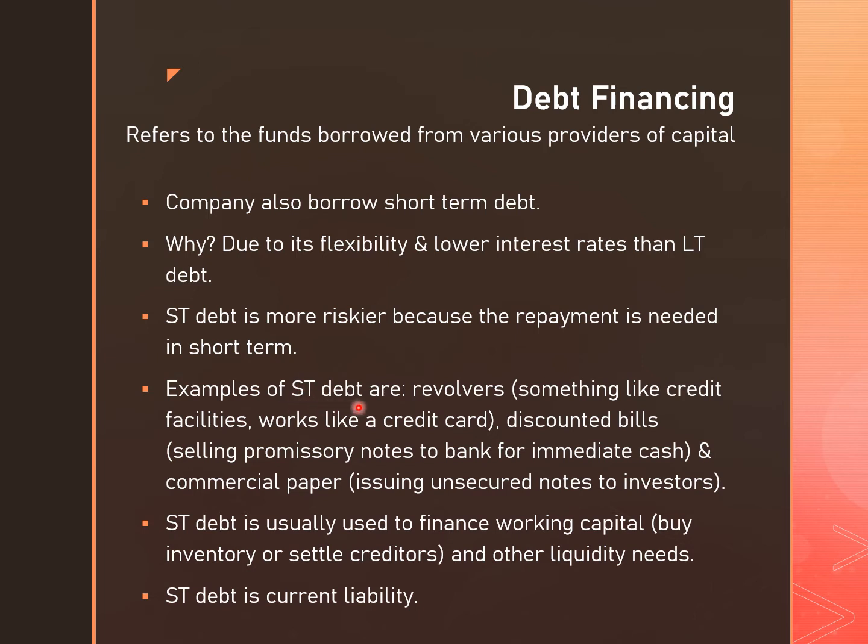Example of short-term debts are revolvers, discounted bills, and also commercial paper. So revolvers ni macam something like credit facility. Dia works like a credit card. You akan ada limit berapa banyak you boleh withdraw money from your bank. Discounted bills like selling promissory notes to bank for immediate cash. And also commercial paper issuing unsecured notes to the investor. These are all short-term debt. Macam mana company tu nak dapat duit dengan kadar segera.